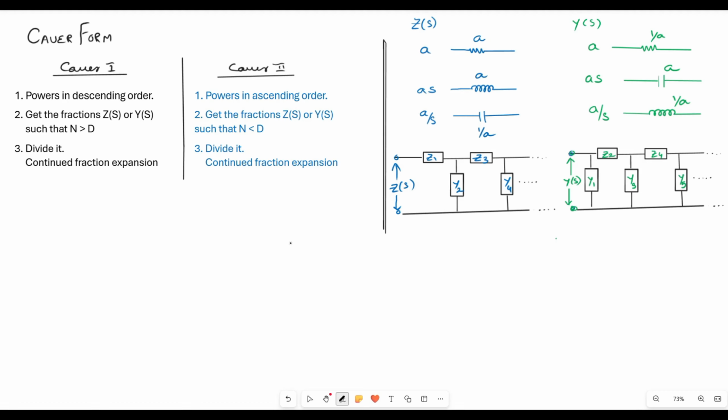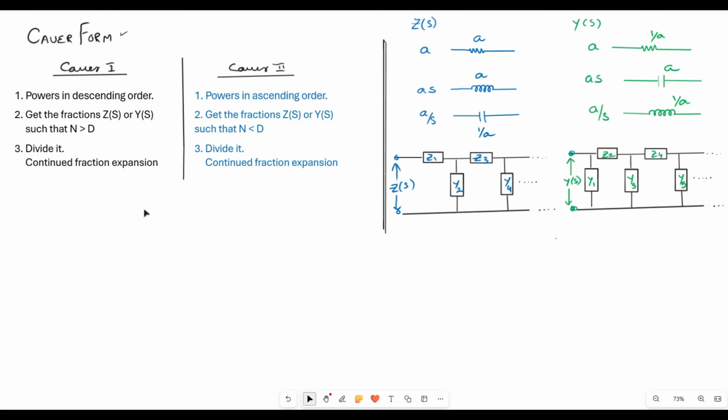So today we'll continue this discussion with another important realization technique, which is called Cauer Form. In it we have two forms, known as Cauer Form 1 and Cauer Form 2. Now an interesting question arises: if the Foster realization is available, why do we need Cauer realization? The answer lies in the method of expansion.